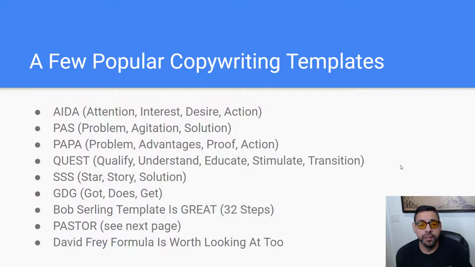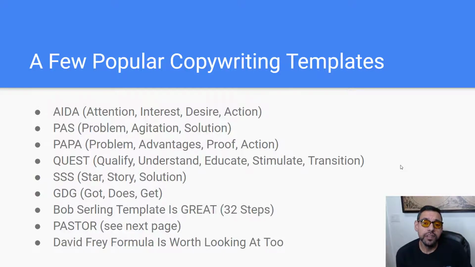Then you move on to stimulate, which is again more emotional. Going back to AIDA, that's like the desire section. You want to get them thinking about what it is that the product will do for them and how their life might change from it. And then you transition over to the sale and go ahead and get people to buy.